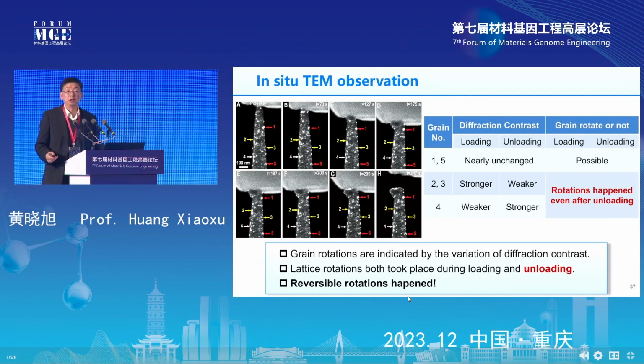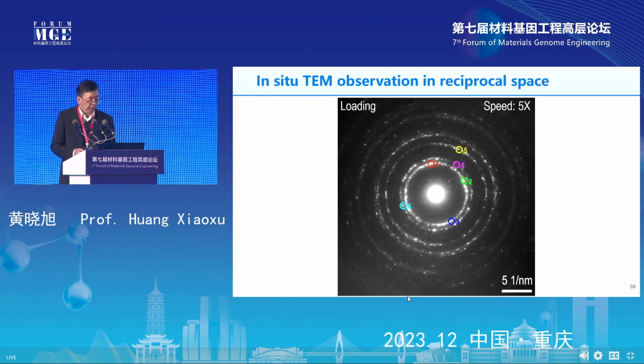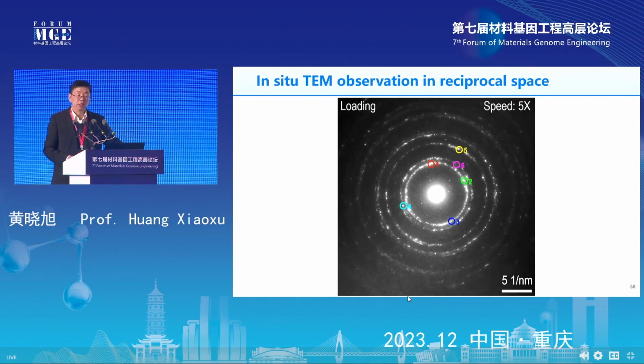Something happened during the unloading process. During the unloading, some of the crystals rotate back. Surprisingly, we know the plastic deformation cannot recover. But this one shows, yes, some of the grains did. Here is just another test. We did this many times, repeating the test to verify what we have observed.